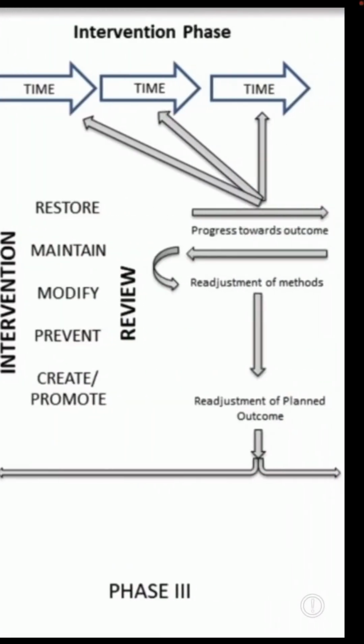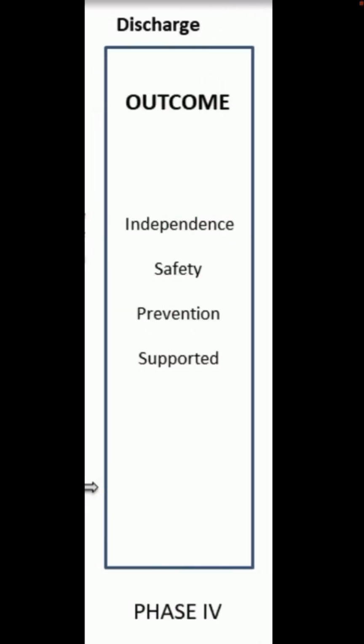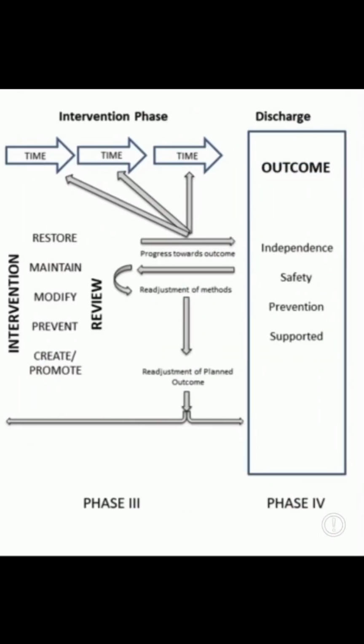All right, so it is a dynamic phase. The third phase is a dynamic phase. And so when you're achieving it, then the outcome once you discharge them could mean that your patient is independent. It could mean that your patient has achieved safety. You have aimed for prevention, and that the person is supported. So that would be phase 4, really. So usually the intervention and the discharge are very much linked together. It's a very dynamic thing. So phase 3 and phase 4 are very much aligned with one another.